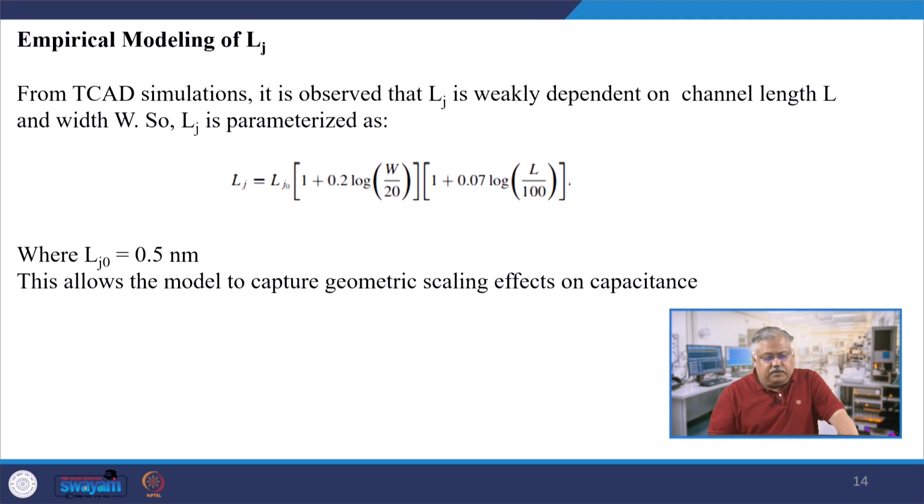Now, various people have actually done empirical modeling of LJ. The LJ is weakly dependent on the value of L, the junction length. So, I assume that my initial junction length is 0.5 nanometer, and as I change the value of W and L, the effective junction length goes on changing. As you increase the value of W and L, the LJ value will go on increasing in a non-linear fashion. And this helps me to capture the scaling effects on the capacitance of a device.